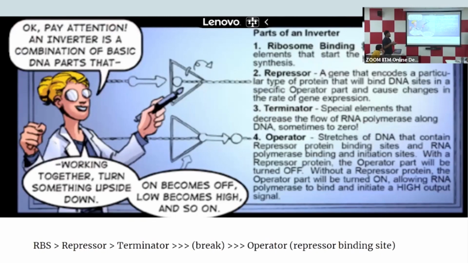Okay, in this slide, you can see the parts of the inverter, the parts of the biological inverters. The repressor is a gene that codes for a particular protein which can bind to the operator and modulate the expression of the gene by downregulating it when it is bound to it. That has the ability to downregulate the flow of the RNA polymerase along the DNA strand, potentially to the point where no transcription takes place and the entire process just stops.